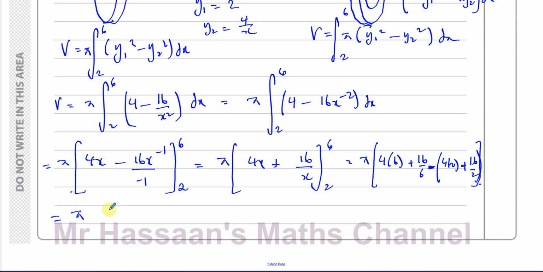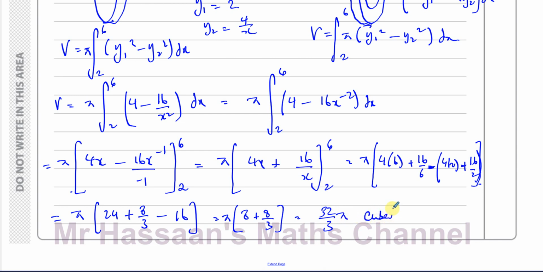So you have pi. We got 24 minus 8 over 3. And you're going to have minus, that's 8 plus 8, which is 16. So we end up with 24 minus 16, which is 8, plus 8 over 3. Sorry, there's a plus there. So that's going to be 24 minus 16, that's 8, plus 8 over 3 times pi. No, it's 24 over 3 plus 8 over 3. 24 plus 8 is 32 over 3 pi cubed units.